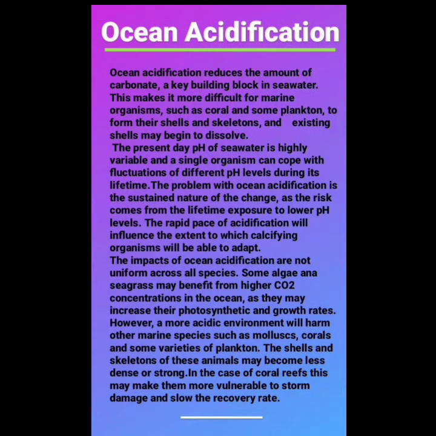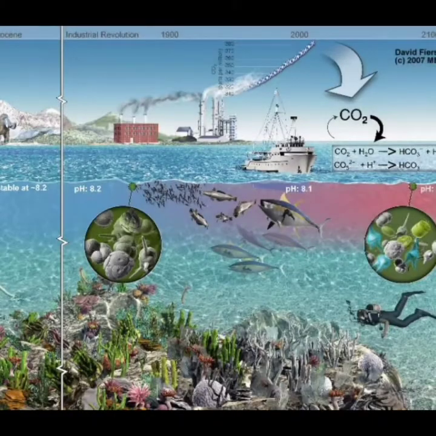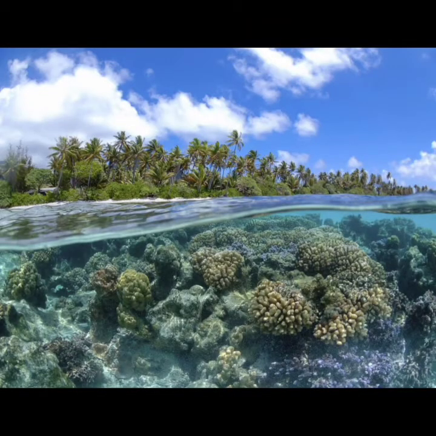One of the other major environmental problems faced by us today is ocean acidification. Ocean acidification reduces the amount of carbonate, a key building block in seawater. This makes it more difficult for marine organisms such as coral and some plankton to form their shells and skeletons, and existing shells may begin to dissolve.